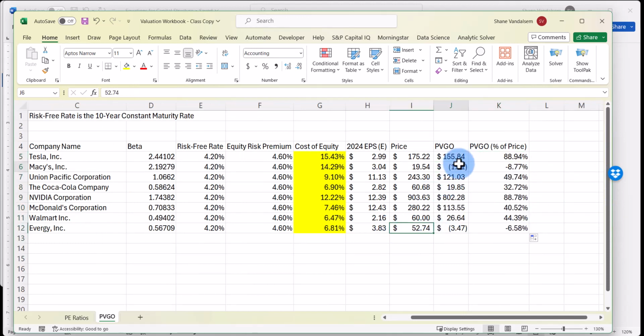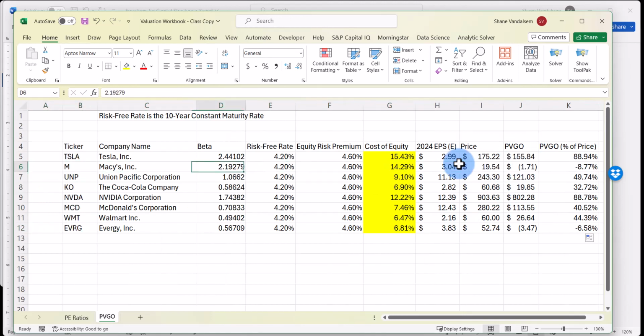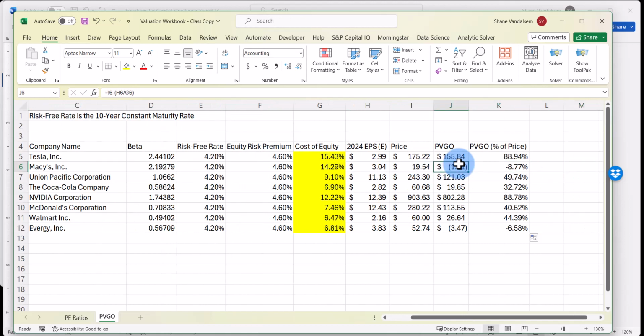So we can see here, I mentioned Macy's, they've had a hard time. Based on the present value of growth opportunities being negative, it's not a big negative number, okay? It's $1.71, and that negative number may be that the cost of equity could be a little bit off, or it may indicate that the expectation is that Macy's will continue to decline in the future, which would result in a negative value for present value of growth opportunities.